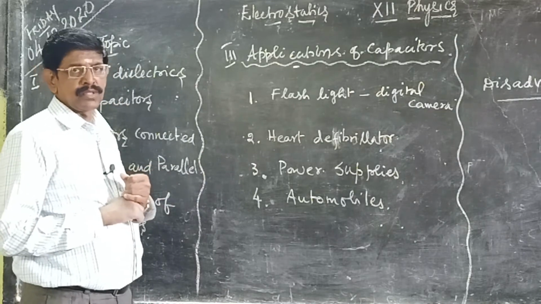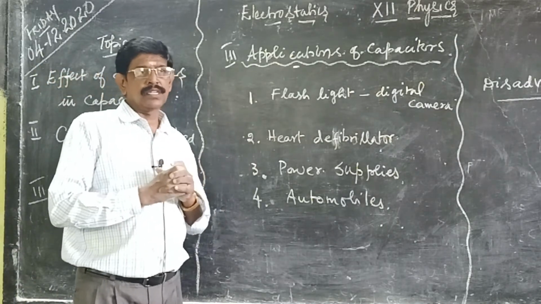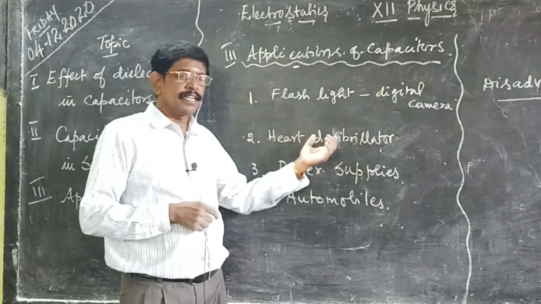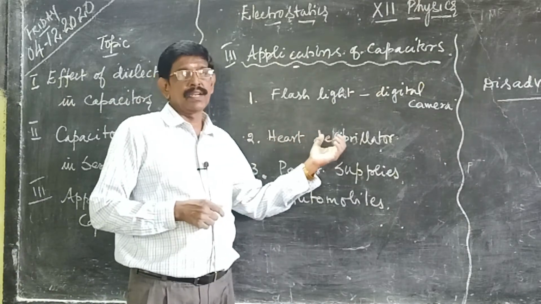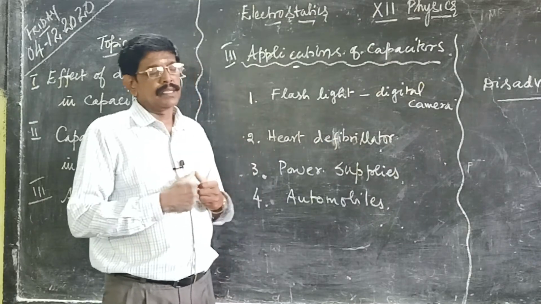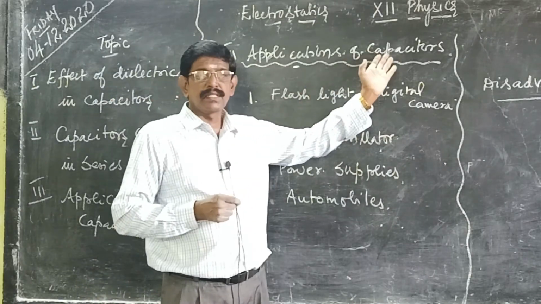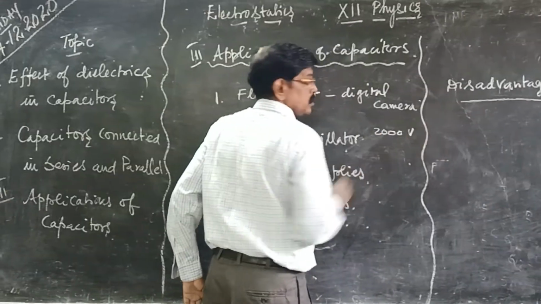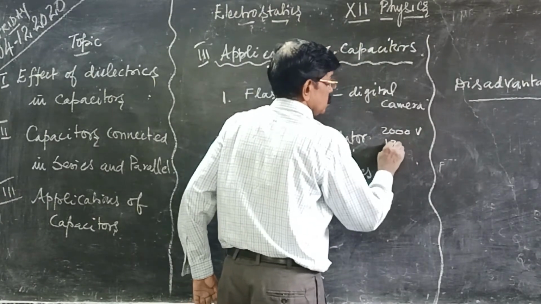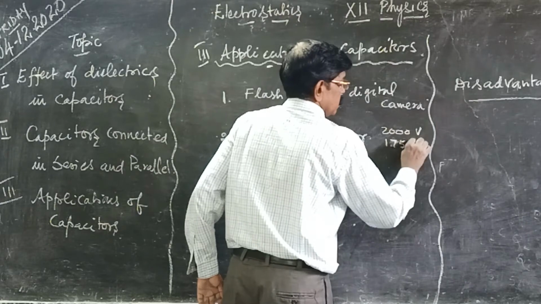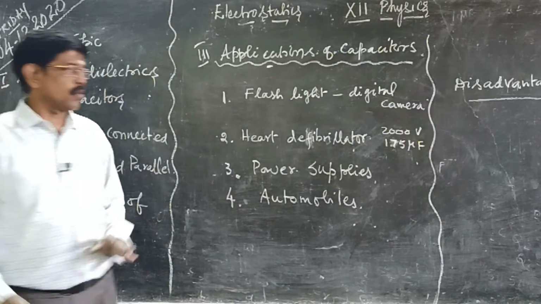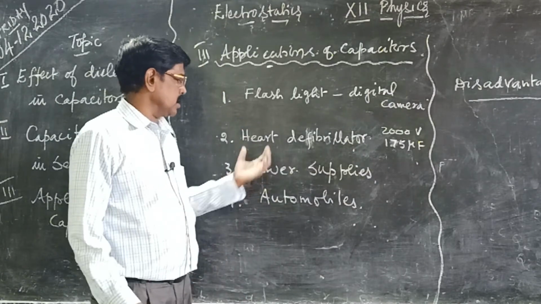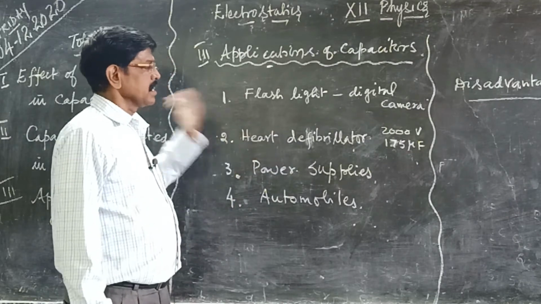The second one, we know cardiac arrest. When the heart function stops, an enormous amount of energy should be supplied. That is done by the device called the heart defibrillator. When it is placed on the chest and pressed, what is used inside it is a capacitor. So how much voltage? High energy must be given, 2000 volts, and 175 microfarad. So when the heart defibrillator is placed on the chest, it supplies an enormous amount of energy.